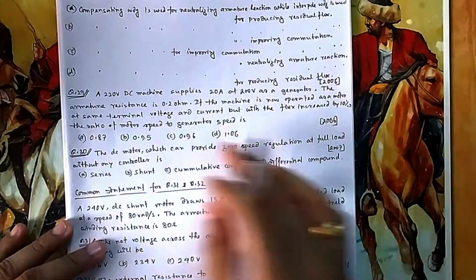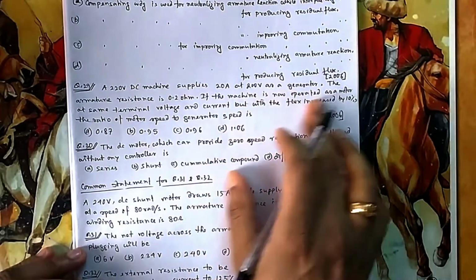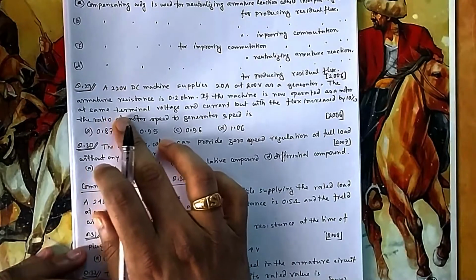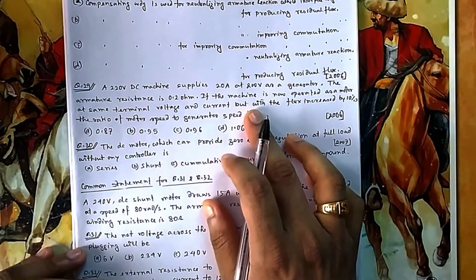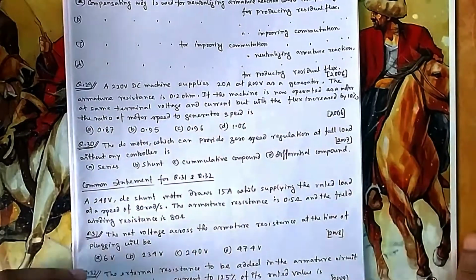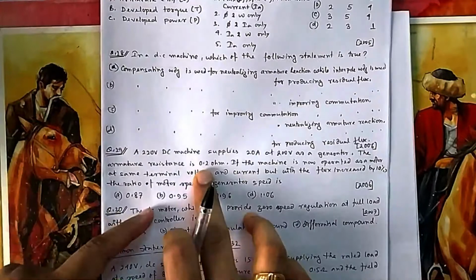A 220 volt DC machine supplies 20 ampere at 200 volt as a generator. The armature resistance is this much. The machine is now operated as a motor at the same terminal voltage and current, but with the flux increased by 10%. Find the ratio of the motor speed to the generator speed. Here you can relate Eb and V. Generally we take Eb and V as equal, but if the armature resistance is given, then you can find Eb and V.